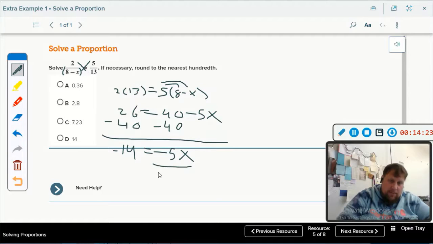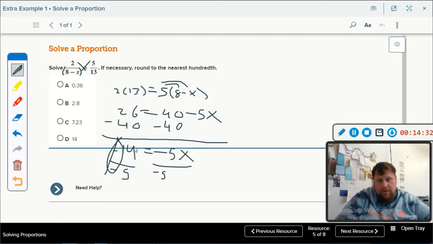And I'm going to divide both sides by negative 5 so I can get x by itself. That's how we deal with that negative. What do two negatives make when we're dividing? A positive. So we have 14 over 5, which is going to be, I believe, 2.8. Do we have 2.8 up here? So we have 2.8 equals x. Boom. Right here. It's B. Pause it if you need to. We're moving on.